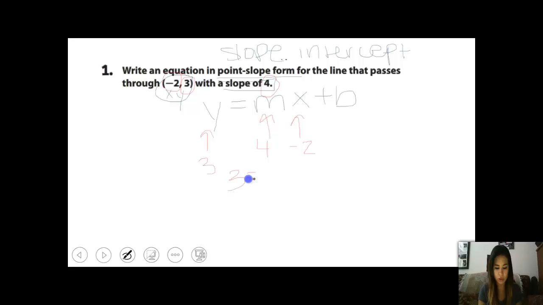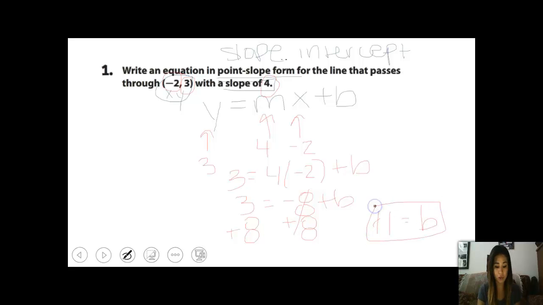So let's see what we get. 3 equals 4, and then times -2, because remember that the m and the x are multiplying, plus b. So 4 times -2 gives me -8. And in order to solve that, just like we were seeing in the video before this, to get rid of that -8, we're going to do the opposite. So we're going to go ahead and add 8 to both sides. So b is going to be 11.